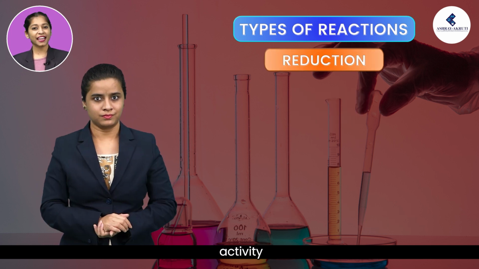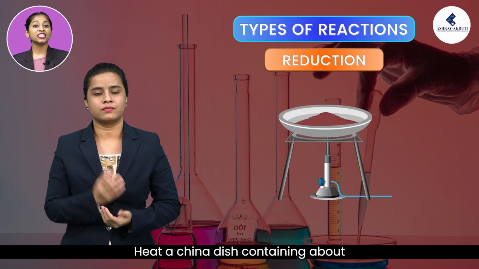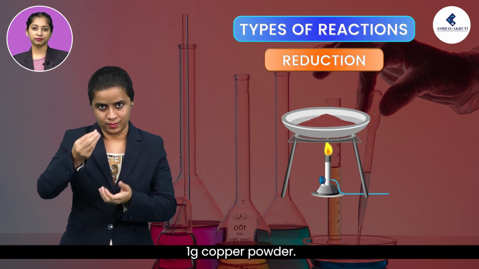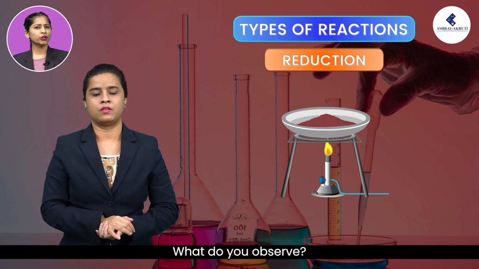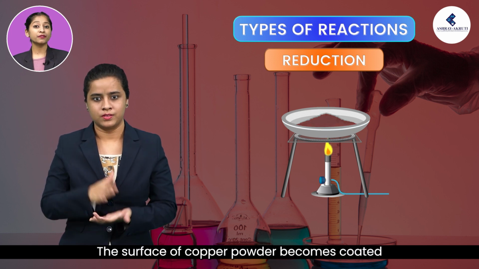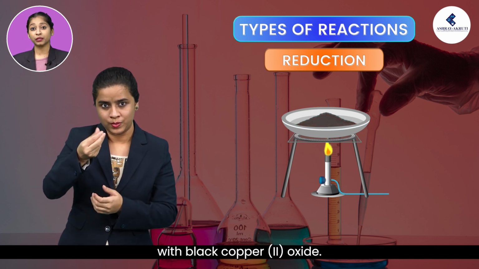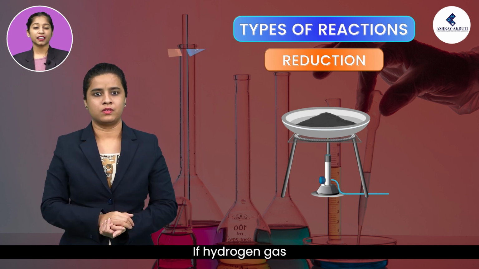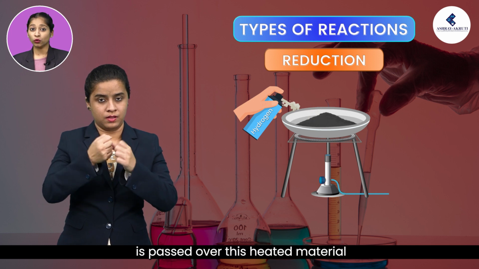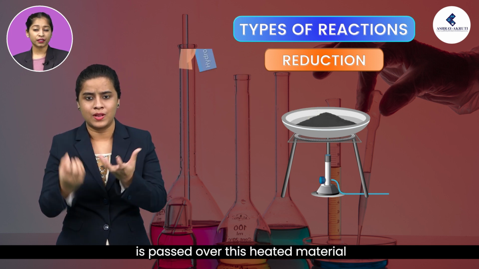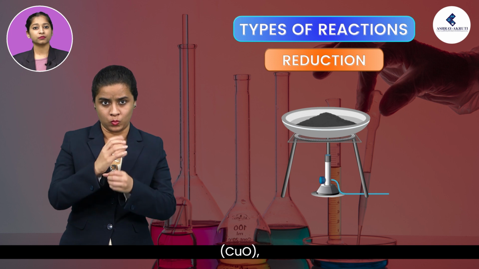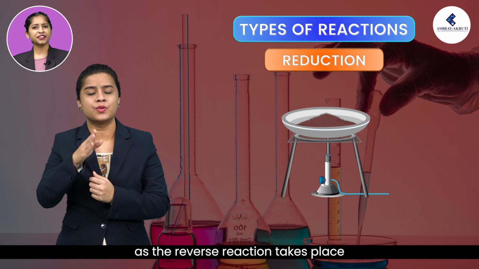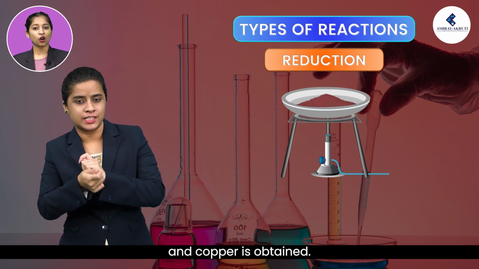Reduction. Activity. Heat a china dish containing about 1 gram copper powder. What do you observe? The surface of the copper powder becomes coated with black copper oxide. If hydrogen gas is passed over this heated material, CuO, the black coating on the surface turns brown as the reverse reaction takes place and copper is obtained.